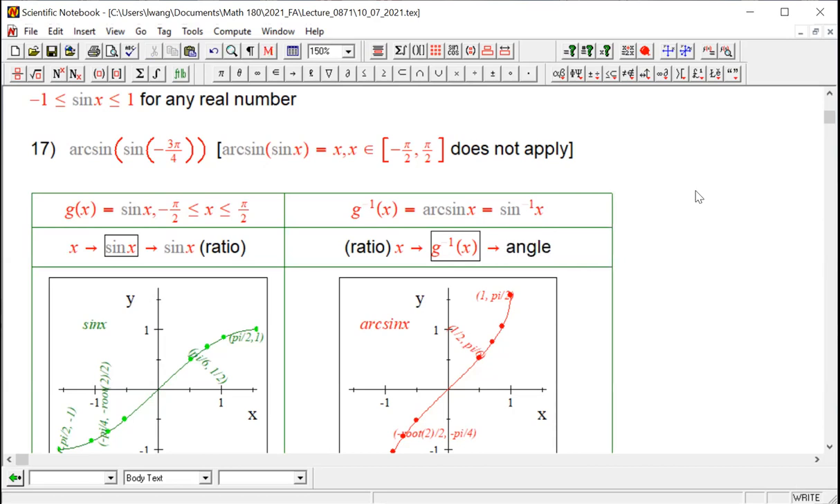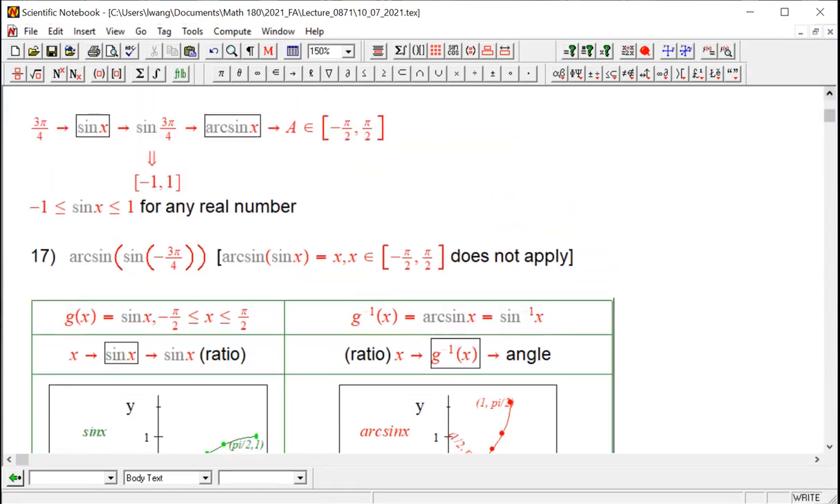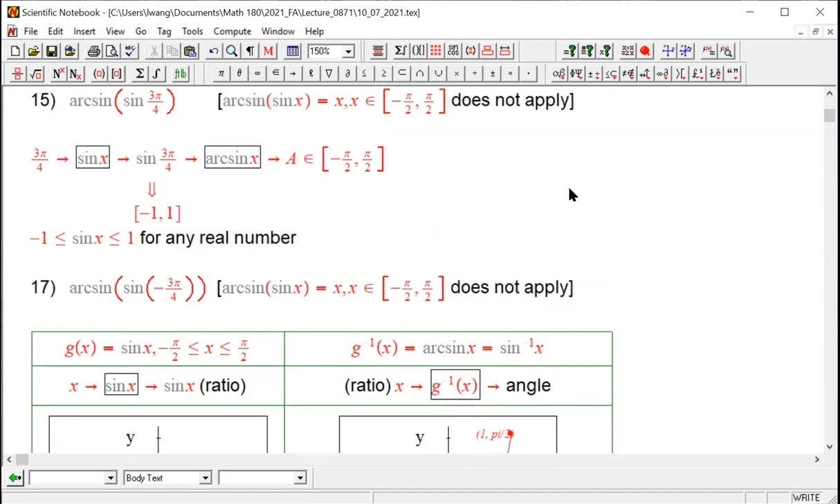Professor, in regard to question 15, inside the parentheses, sine 3 pi over 4, it is the original sine function, not the restricted or one-to-one version, because we don't have any evidence to show that it is the restricted version. It is just the original sine function, which has all real numbers as its domain. Right.